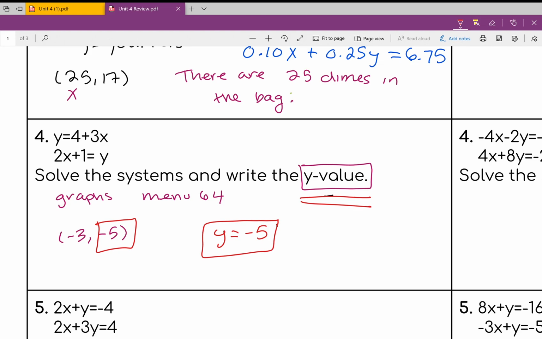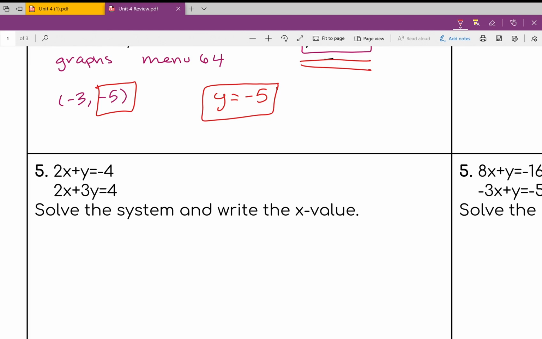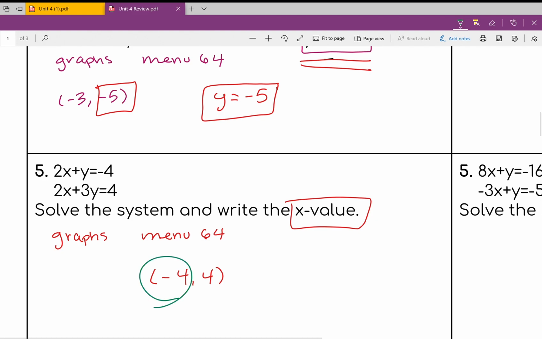Okay, let's look at number 5. Number 5 is very similar. It gives you two systems of equations, and you're going to graph this on your calculator. So you're going to go to graphs, you're going to do menu 64. And this time it's looking for the x value. So if you graph this and do menu 64, on number 5, you're going to get -4, 4. But since it's only asking for the x value, our answer is going to be x is equal to -4. So make sure you pay close attention to this because this will be on the test.